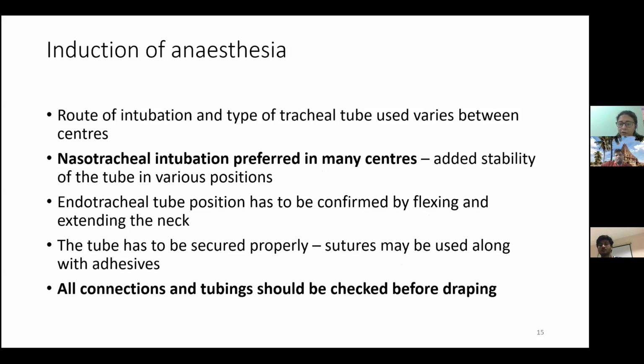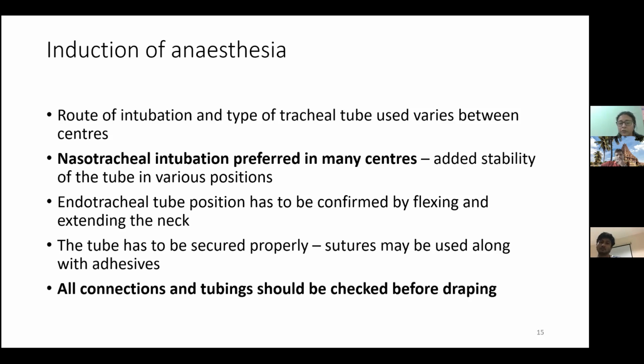And we have to ensure that the tube is secured in place before the surgeons proceed with draping, because once the child is draped, access becomes next to impossible. And the tube has to be secured properly. In addition to adhesive, sutures have also been applied to secure these tubes. There is mention of it in literature, especially when nasal endotracheal tubes are used. They're frequently secured by suturing.